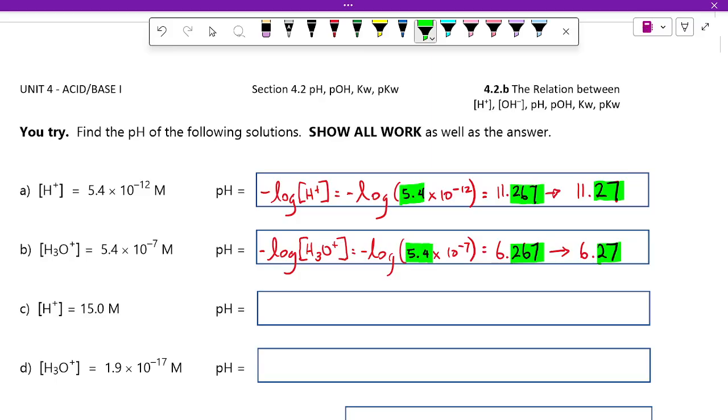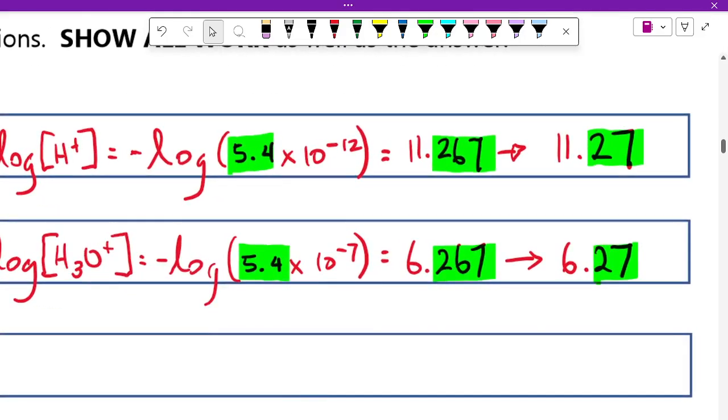So if you want to check the first two, one thing you might notice about them is that they both have the same coefficient in front of the power of 10. They are both 5.4 times 10 to the something. And you can see that they end up with the same number after the decimal. And that shows that the coefficient, the part with the sig figs, is really taking place after the decimal. Okay?